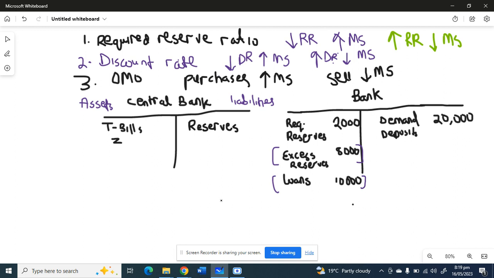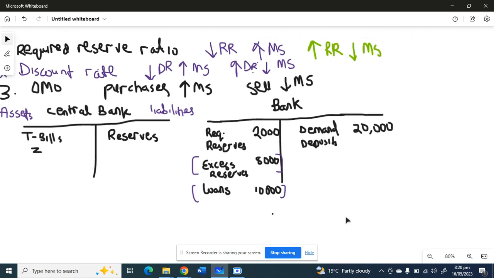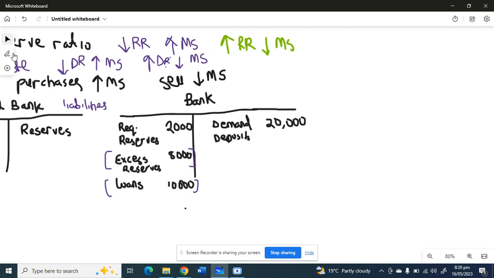So let's look at the T accounts for commercial banks and the central bank. We're going to make a scenario where the central bank purchases the treasury bills, which means money is flowing into the commercial banks. I also want to introduce this graph, which is also going to help us illustrate monetary policy, the money markets graph.